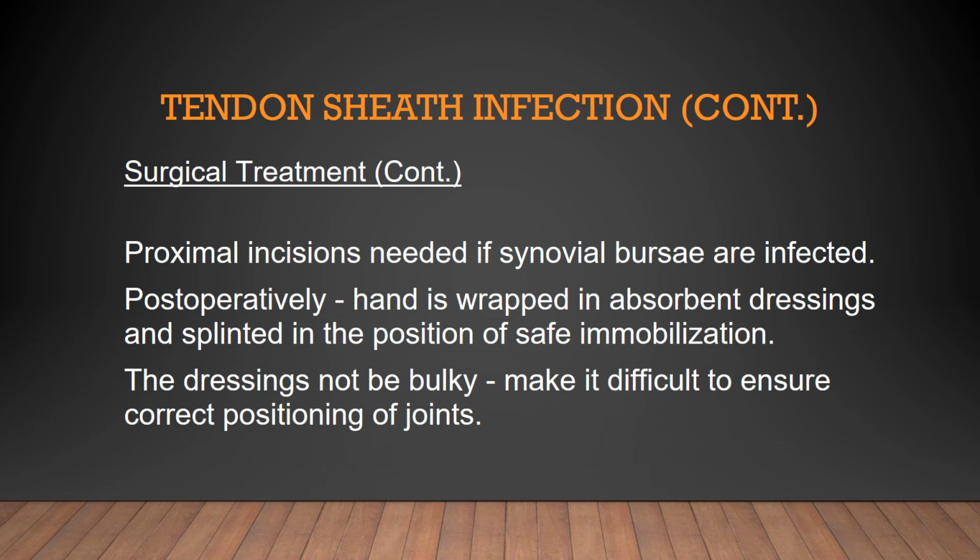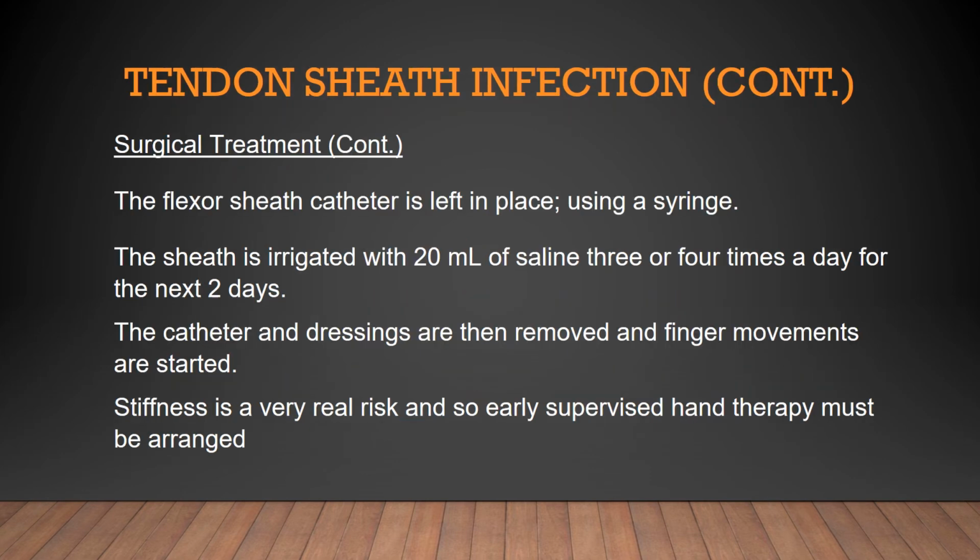And proximal incisions are needed if synovial bursa are infected. Once the operation is done, the hand will then be wrapped in absorbent dressings and splinted in the position of safe immobilization. Dressings also should not be bulky because that would make it difficult to ensure the correct positioning of the joints.